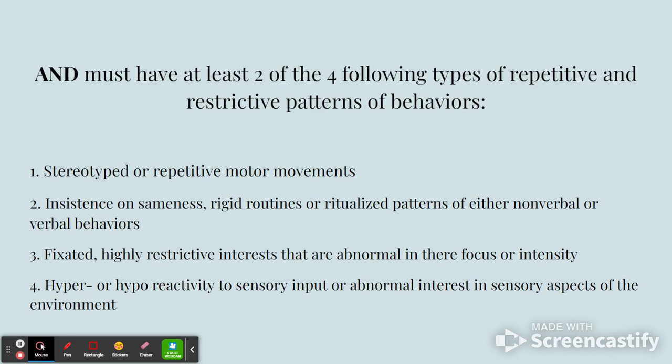And the child must have at least two of the four following types of repetitive and restrictive patterns of behaviors. 1. Stereotyped or repetitive motor movements. 2. Insistence on sameness, rigid routines, or ritualized patterns of either nonverbal or verbal behaviors. 3. Fixated, highly restrictive interests that are abnormal in their focus or intensity. And 4. Hyper or hypo-reactivity to sensory input or abnormal interest in sensory aspects of the environment.